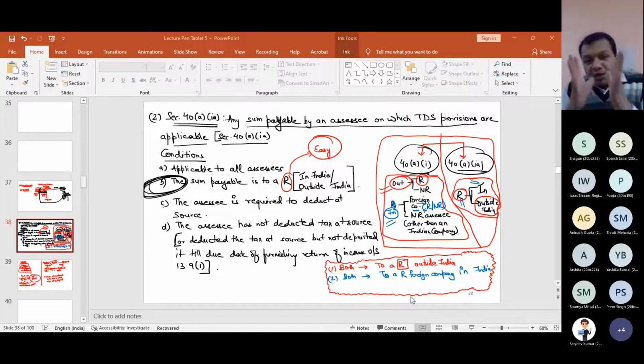Now, if these two payments are covered in both the sections, then what should you do? Can you tell me then what I should do now? What do you think I should do now? Anyone who can try to tell me what I should do now?